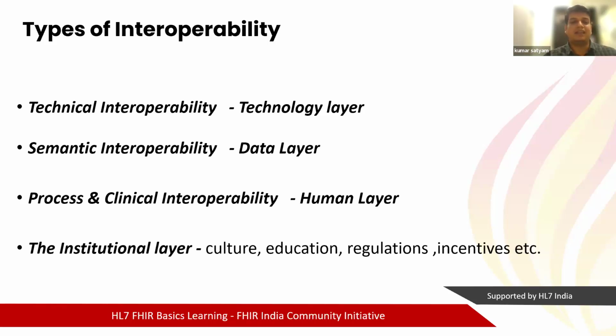And then the last, or the highest, layer is the institutional layer. It is the layer which talks about all the incentives, all the culture, all the regulations. Means everything is there. Technology is there, data is there. People are willing to work. People are willing to use the data. But if your institution does not incentivize you to use it, if there are regulations which bar data exchange, if there is a culture of not sharing data, then again there will be a problem with interoperability, right?